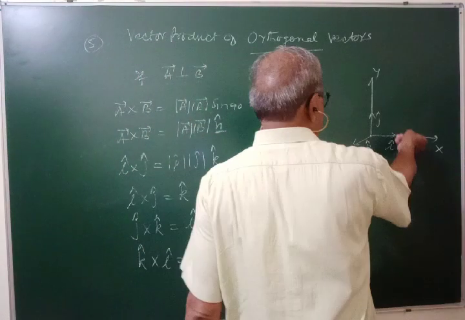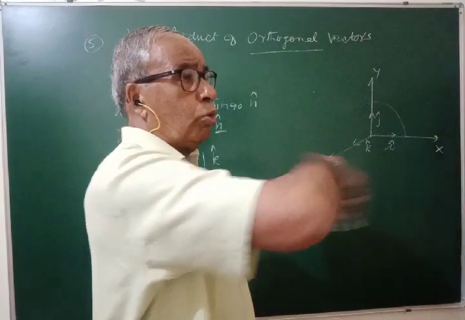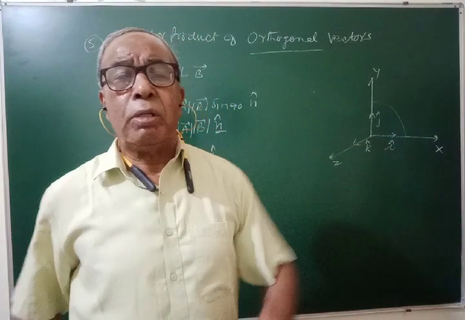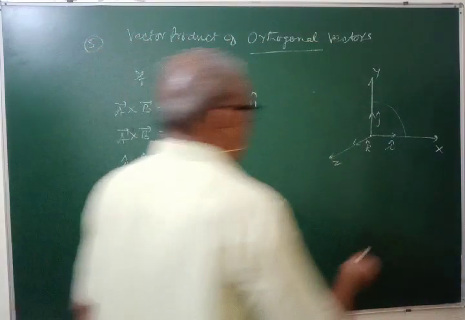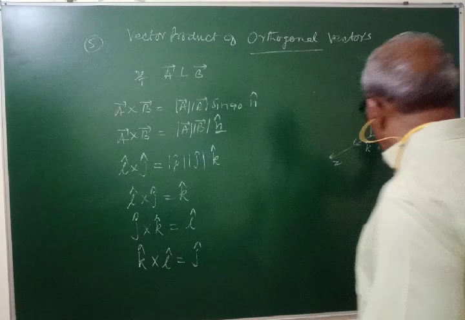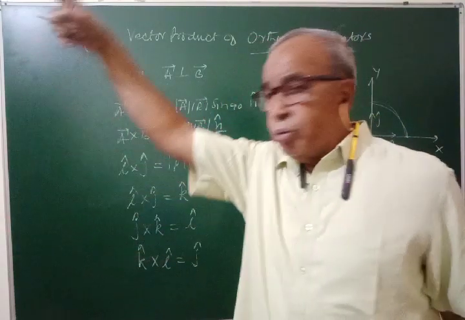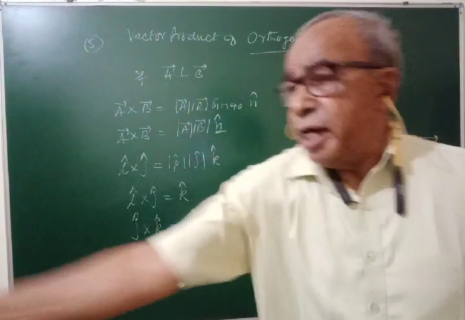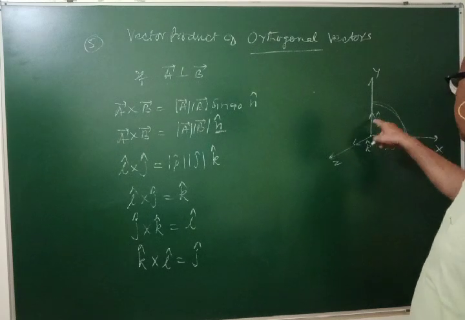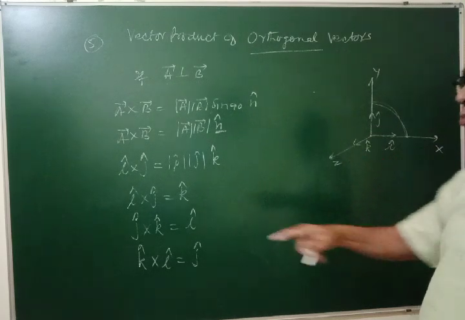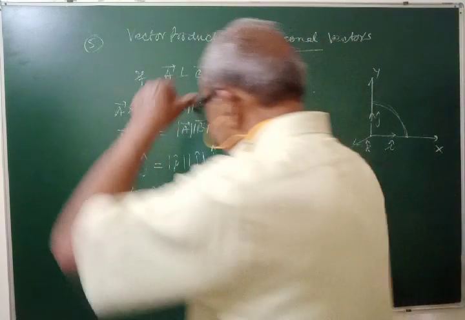If you rotate a screw on its axis anti-clockwise, it comes out, and if you rotate clockwise, it goes into it, and therefore i cross j is k outward. This is the x-axis, this is the y-axis, the three edges of a room, x, y and z, right? So k is coming out. j cross k, i will come out. So that way we can write.